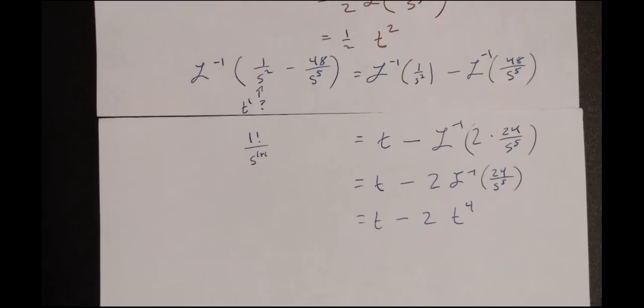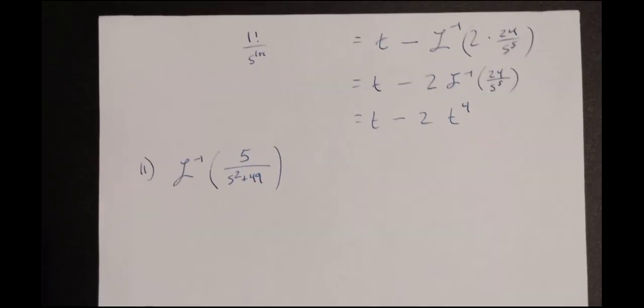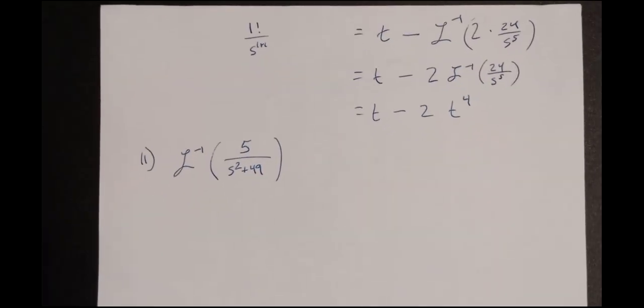As long as I know what's on here, I can work backwards from this list. But that means separating and adjusting and rearranging as needed. I would like to know what function produces a Laplace transform of 5 over s squared plus 49.